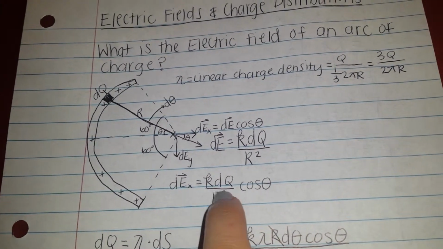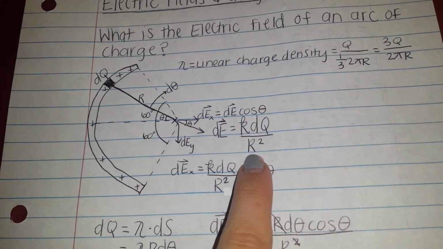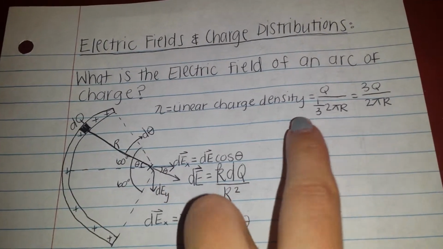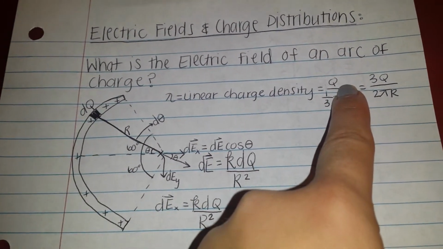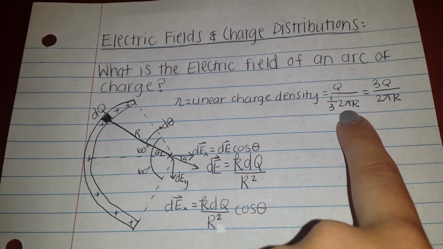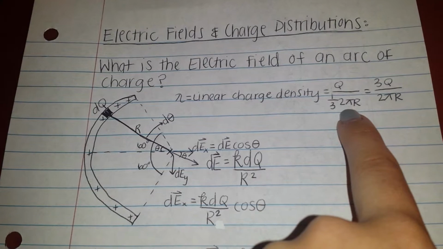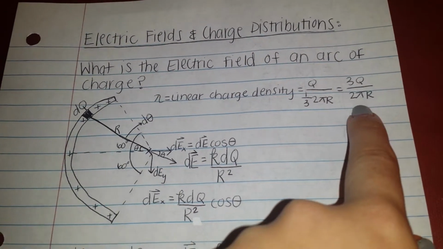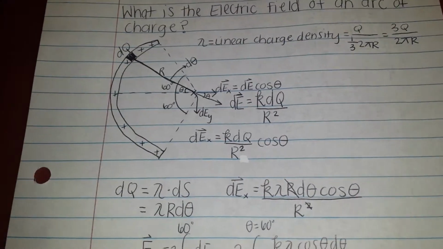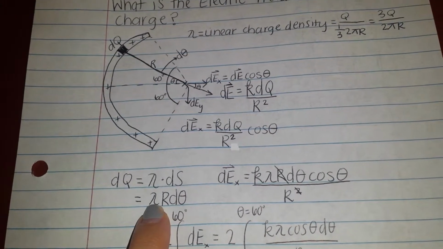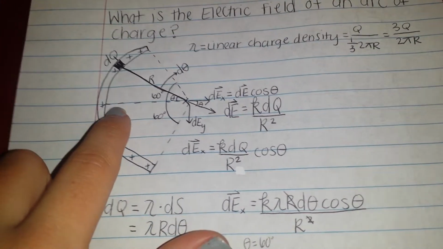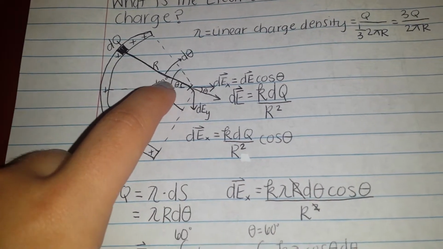So dEx is going to be dE, which we've written up here, times the cosine theta. The linear charge density is going to be Q over the length, which, since 120 degrees is a third of a full circle, is a third of 2 pi r, so we can rewrite that as 3 times Q over 2 pi r. So for dQ, we can write that as lambda, the linear charge density, times ds, and ds is going to be this radius times d theta.